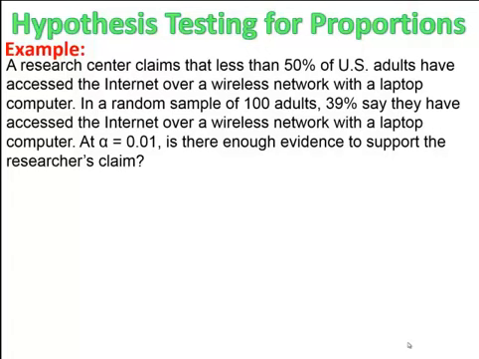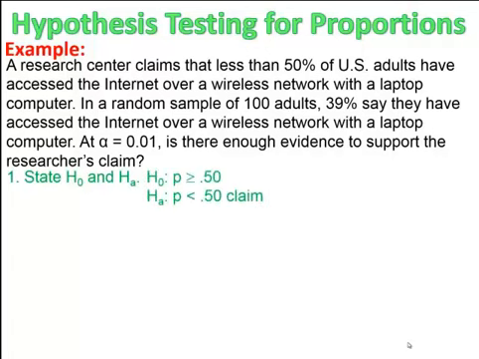So the first thing I'm doing is writing my hypothesis statement. In this case, my claim is on my alternative statement because it's less than 50%. So that would give me my alternative statement. The complement would be greater than or equal to 50% or 0.50. Make sure you're identifying your claim. Identify alpha, and alpha is given at 0.01.